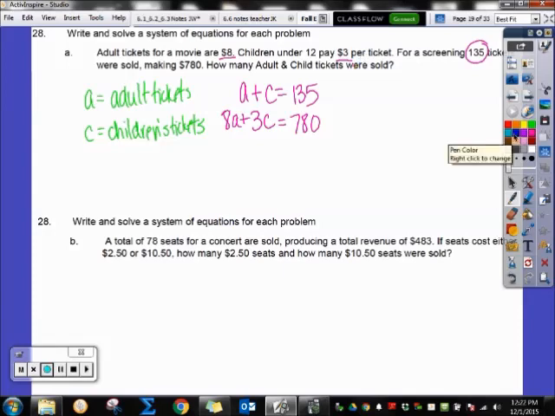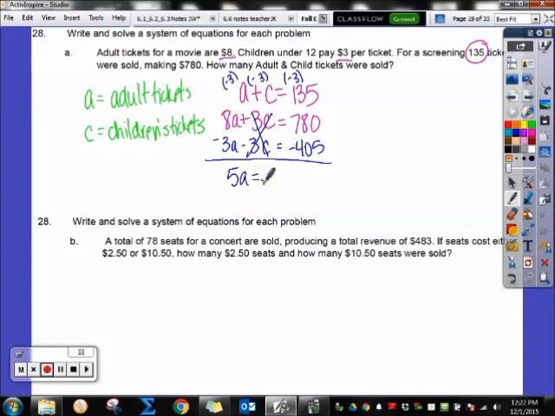So I need to make something eliminate. So I'm going to multiply this top equation by -3. So that is going to be -3A minus 3C equals -405. So now I have my C's will eliminate. So we have 5A equals $375. So the number of adult tickets would be 75.